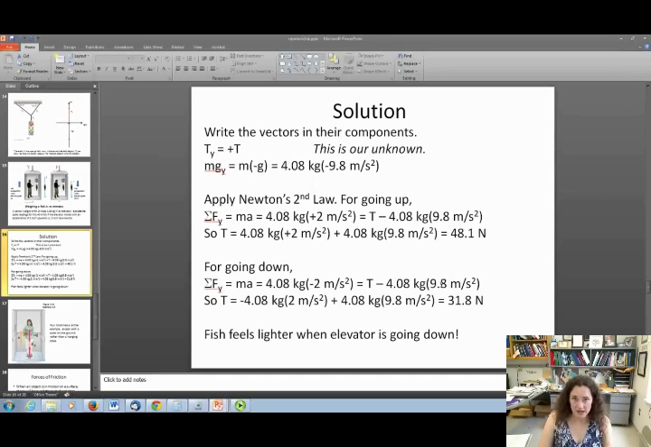So the apparent weight is less when the elevator is accelerating downwards. The fish feels lighter than when the elevator is going up. This makes intuitive sense if you've ever been in an elevator and had the stomach kind of drop out, or you feel lighter in your feet. If it's a fast elevator and it starts going down, you feel lighter for a second. Or if you're going upward, you feel like your knees are going to give out on you for just a second if the elevator starts to accelerate upward abruptly and you're not ready for it.